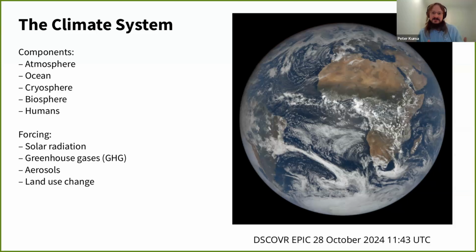And then the climate system is not static. It's constantly changing, and it's changing due to various factors that we often call forcings. And that would be solar radiation. So there's sunlight coming from the sun, which warms the earth. There's greenhouse gases which change in the atmosphere, mostly due to us changing the atmospheric composition, and aerosols, which means tiny particles in the air due to burning of fossil fuels or organic material and so on. And land use change, I've already mentioned, that's the change of land use due to human activities.